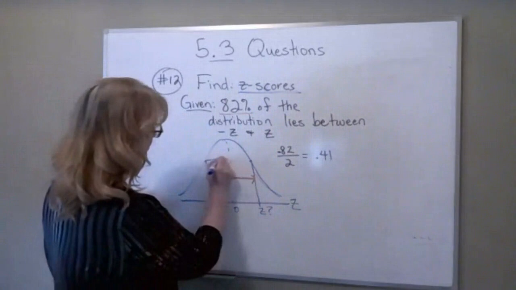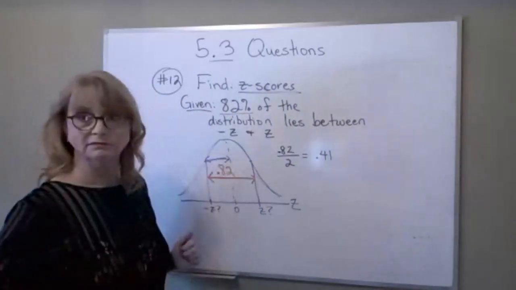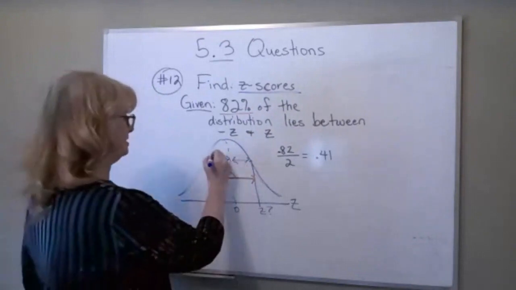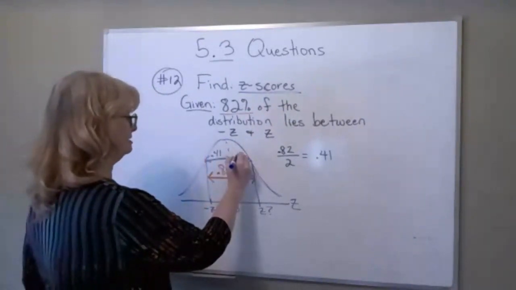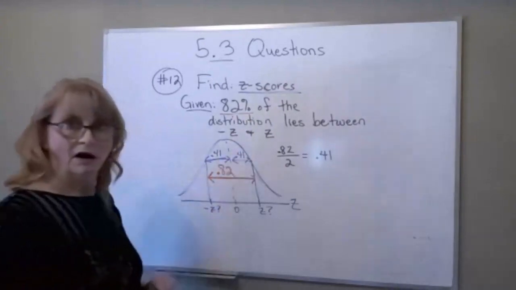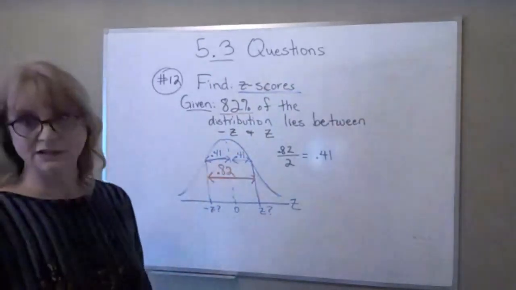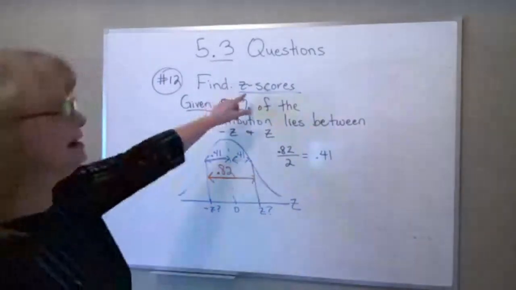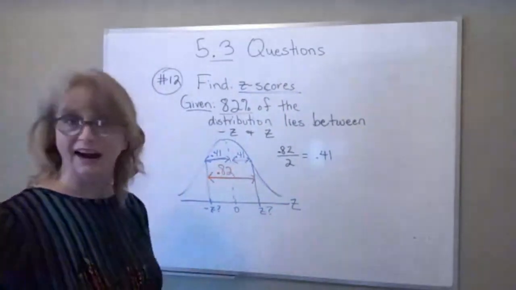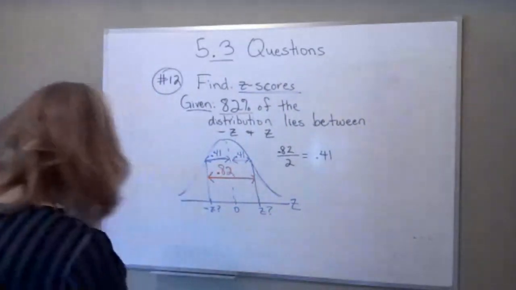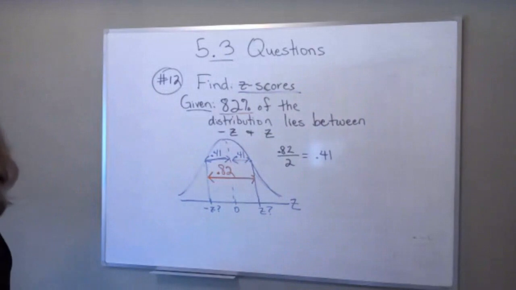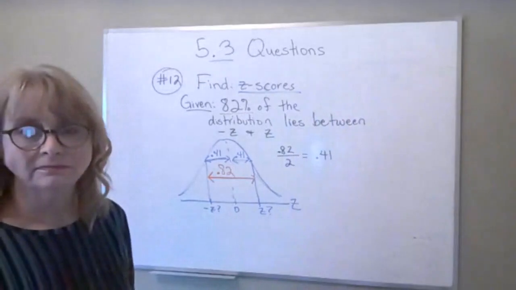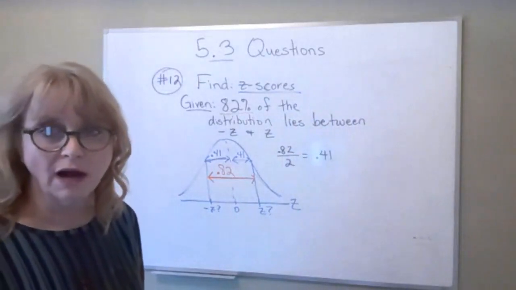Would that mean I figured out what this area is right here? What each half of it is, right? So that means this is 0.41 and this is 0.41. Okay, so now it looks exactly like that last problem. So tell me, what would you do next, keeping in mind that if we're going to find a z-score with the table, we need the area to the left of one of them. So what would you do next? The area to the right.